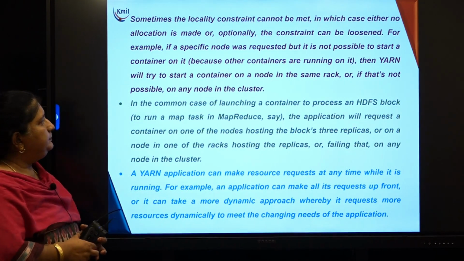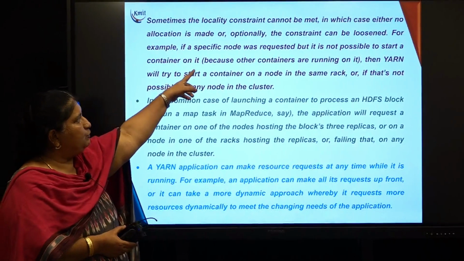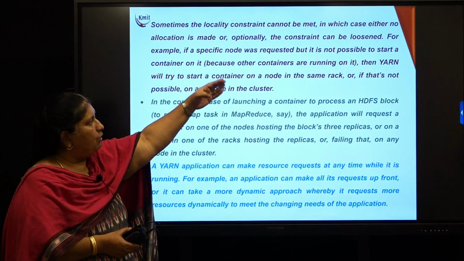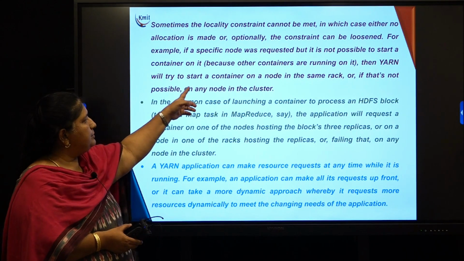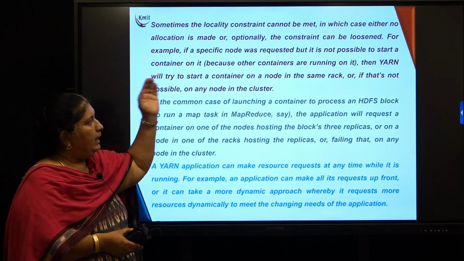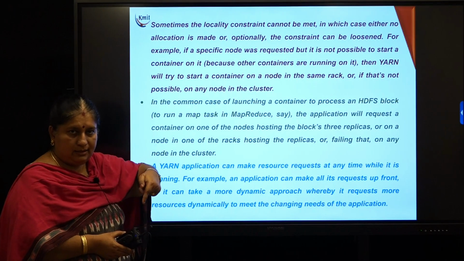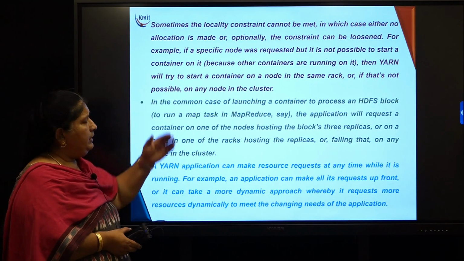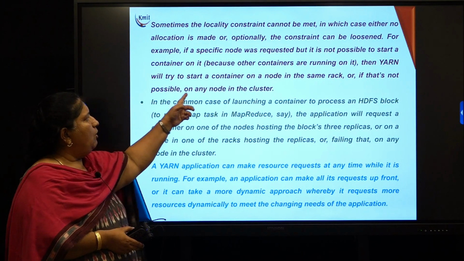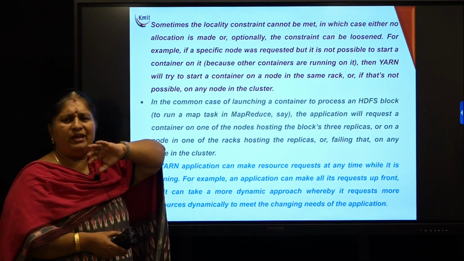For example, if a specific node was requested but it is not possible to start a container on it, then yarn will try to start a container on a node in the same rack, meaning the same network cluster, or if that is not possible, on any node in the cluster, anywhere.